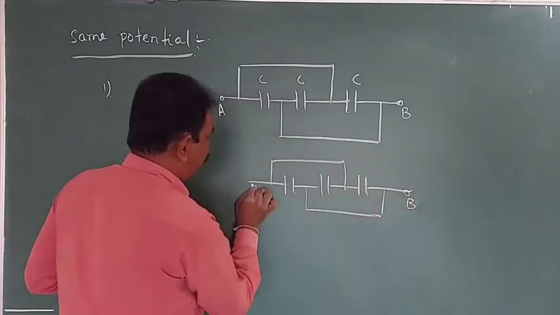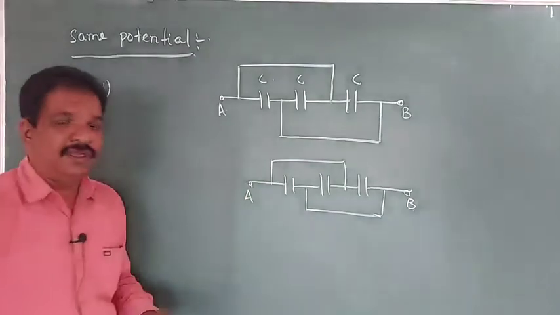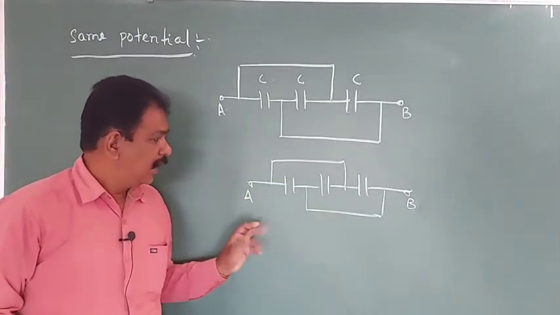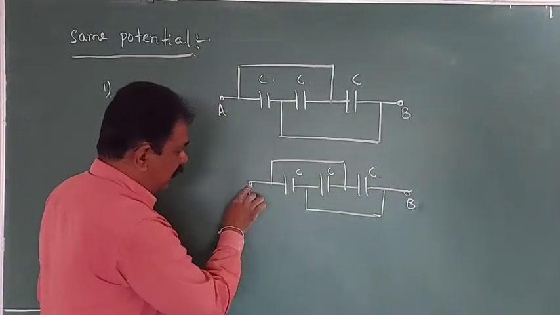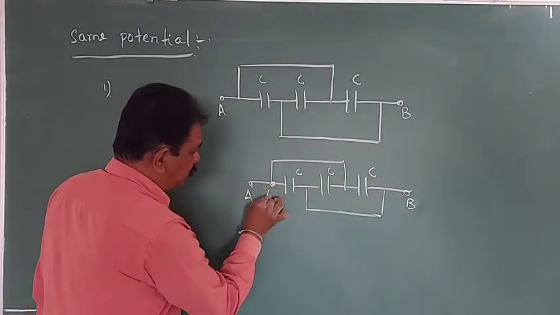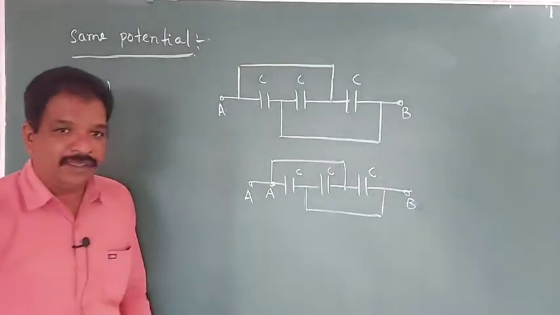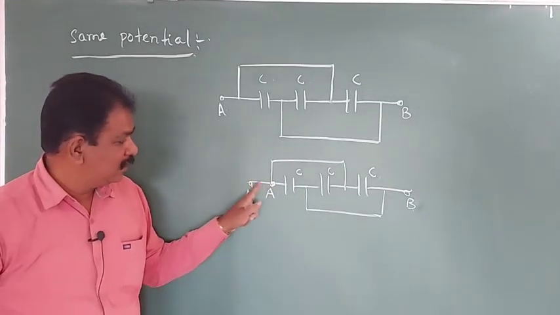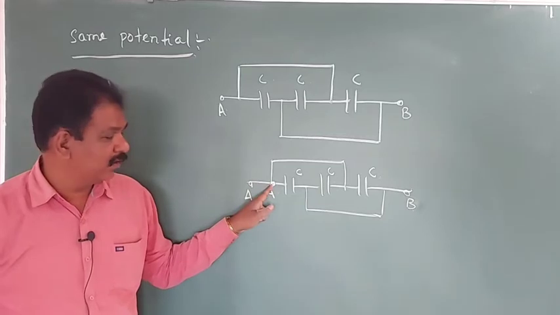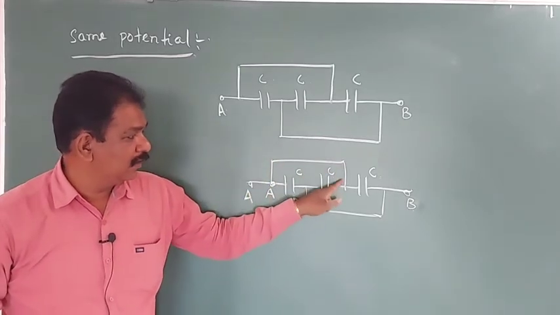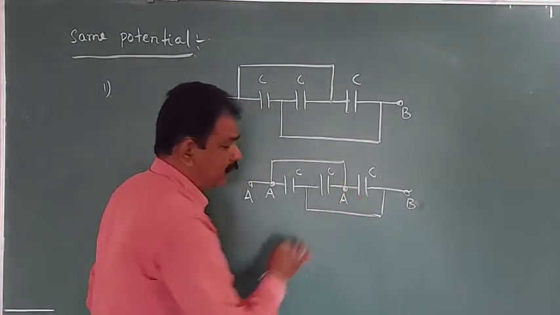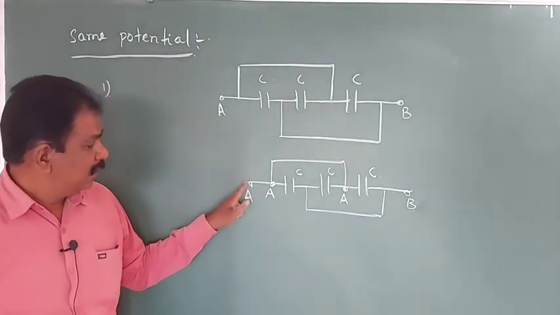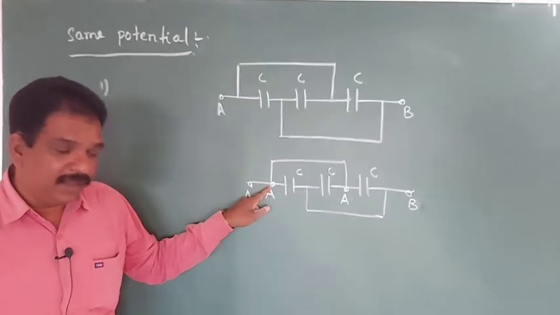What is the effective capacity between A and B? That is the question. All are identical capacitors. Here A I wrote, here also we should write A. Why? Just this is a wire. This is a wire. So here also what should I write? A. Point is clear? Here A, that's why here A.